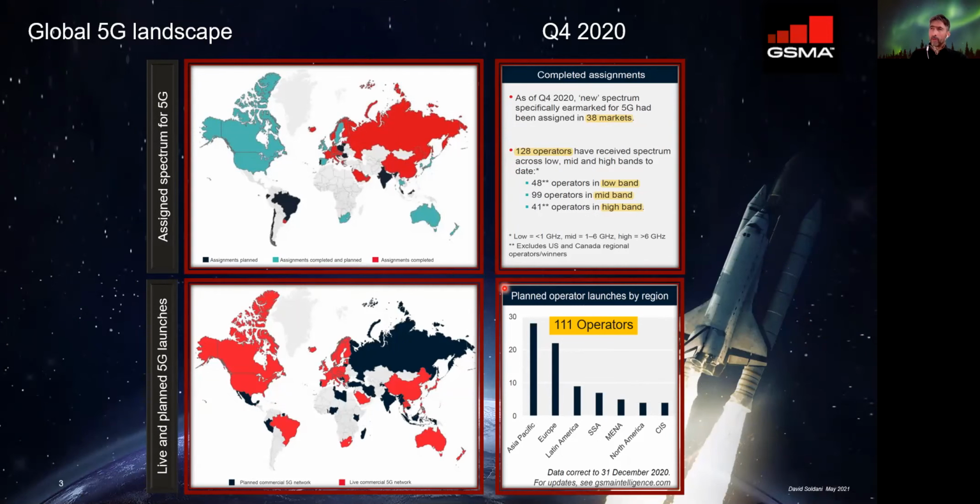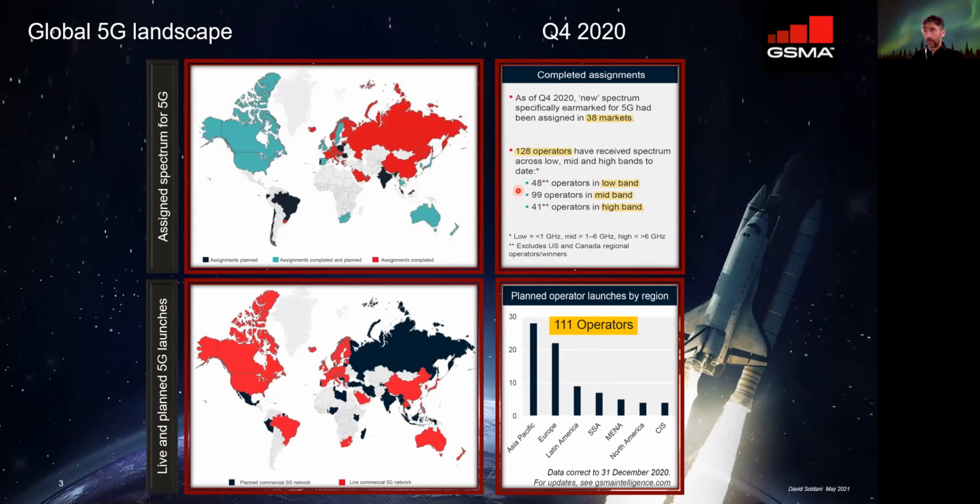So I'd like to start from a panoramic view of the 5G adoption, and introduce you to the global landscape. We may start from this slide, which reports the current assigned spectrum for 5G and the live and planned 5G launches. As you can see from this slide, which captures the situation at the end of last year, we had already more than 120 operators that have received spectrum across the 3 bands. We talk about the low band for frequency below 1 gigahertz, mid band for frequency in the range between 1 to 6 gigahertz, and the high band means that we are radiating at frequency above 6 gigahertz.